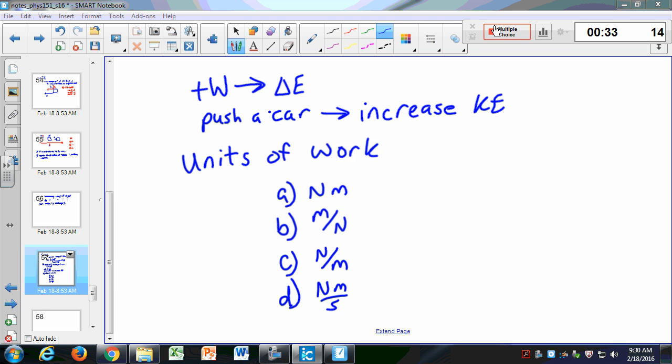Okay, y'all are all over the board. You know what the units are. How do I calculate what work is? The work is the product of what? Force and distance, right? So you should be able to run with that and figure out what the units for work are.